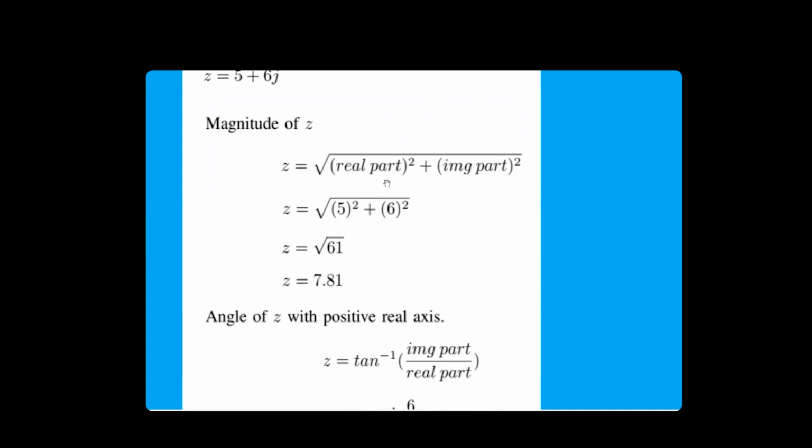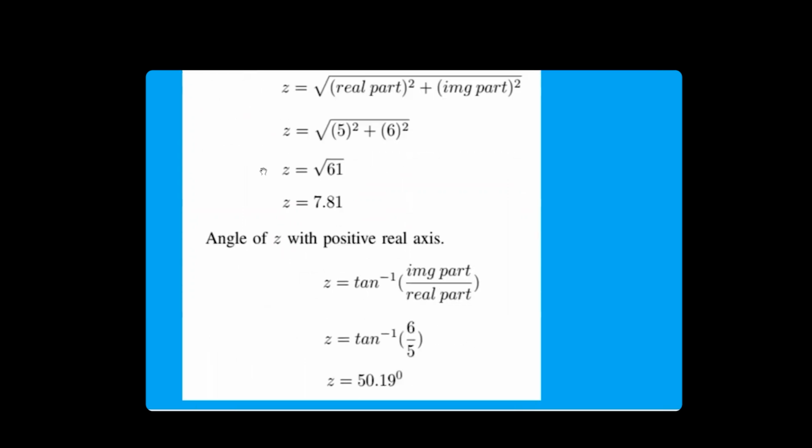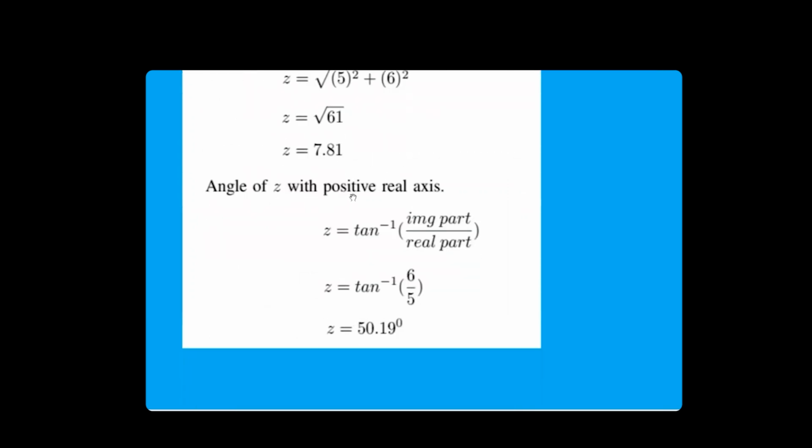To calculate the magnitude of this complex number, you take the square root of the sum of the squares of the real and imaginary parts. That is 5 squared plus 6 squared, which gives the square root of 61, approximately 7.81. So the magnitude of the complex number 5 plus 6j is 7.81.